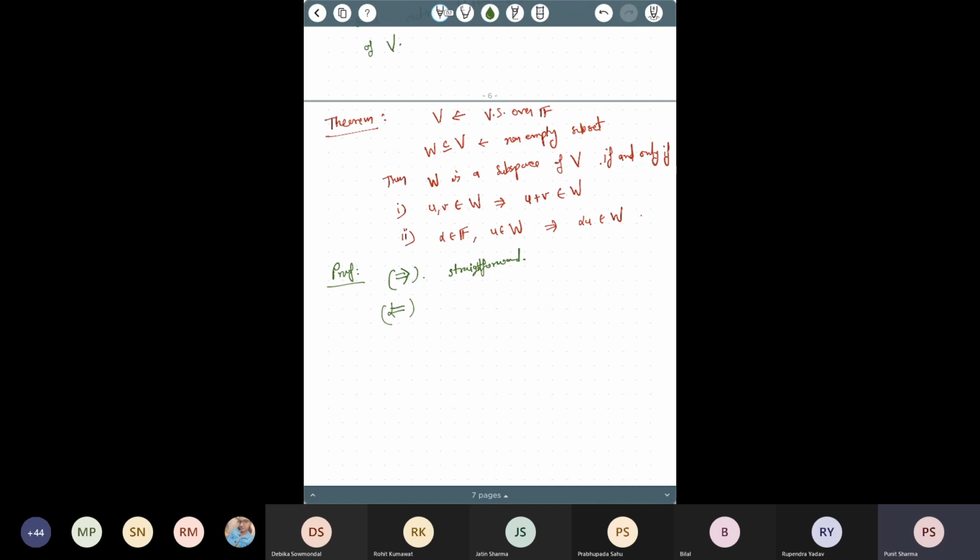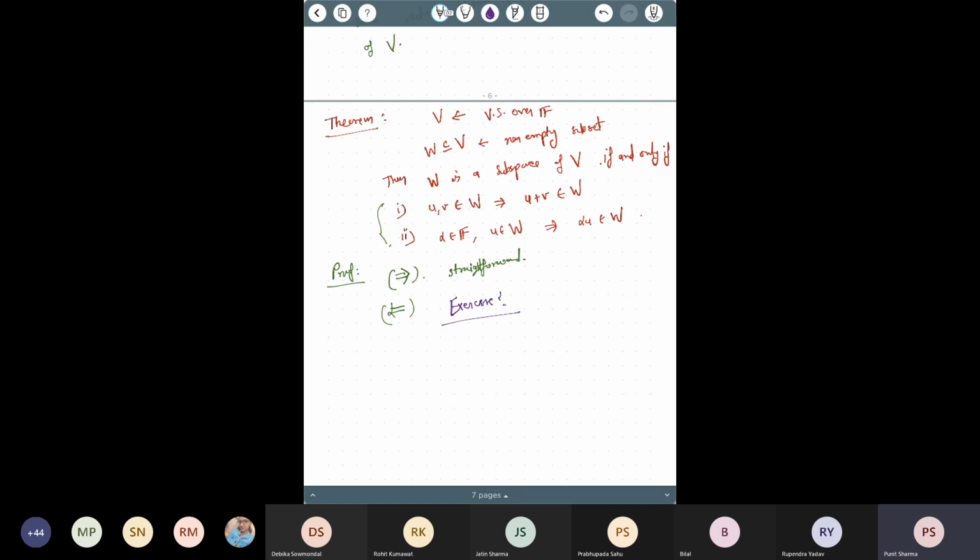You only need to check two things. Can you tell me what these two things are? Identity and inverse: the additive identity and the additive inverse for every element. But this you can verify using these two properties. So I leave this as an exercise because you have some idea. You finish this proof.